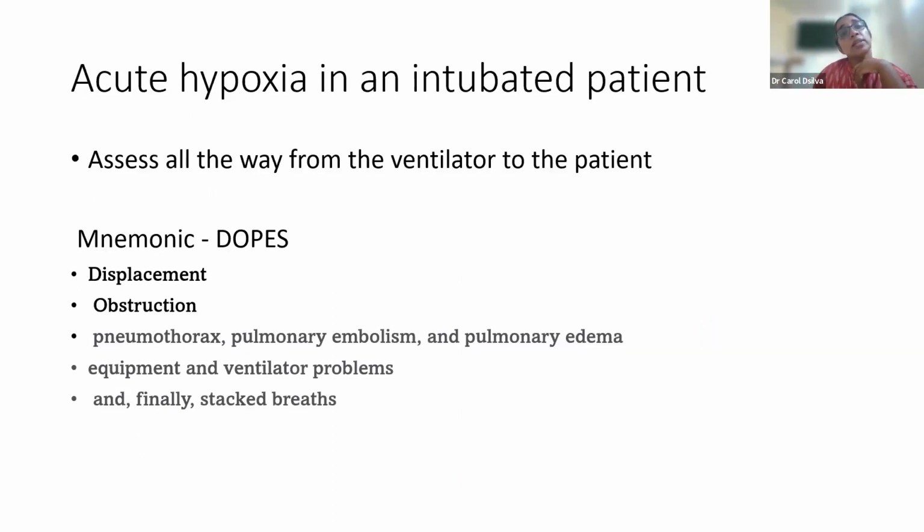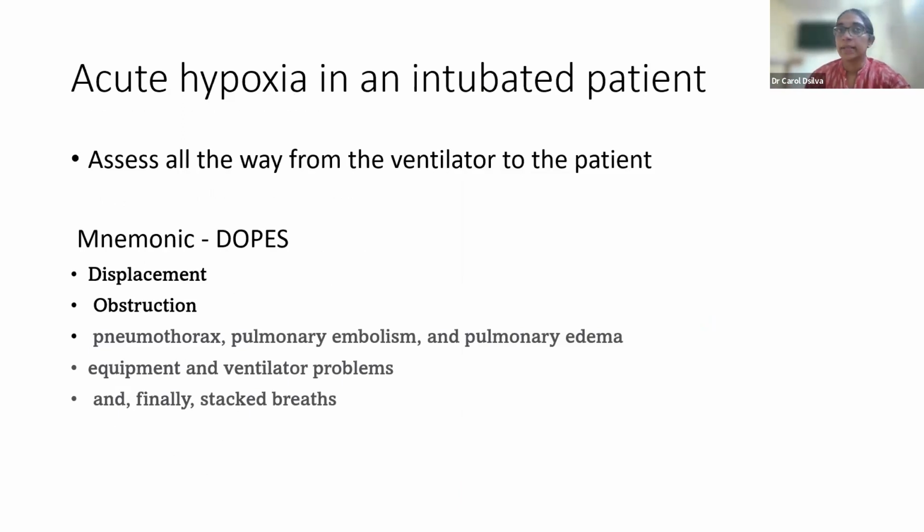So what if your patient is intubated, stable so far, and suddenly becoming hypoxemic? This could be a problem with your patient, or this could be a problem with the equipment that is causing the hypoxemia. So you need to assess the patient all the way from the ventilator to the patient, or the other way around, but it should be in a systematic fashion. So this is a mnemonic to remember.